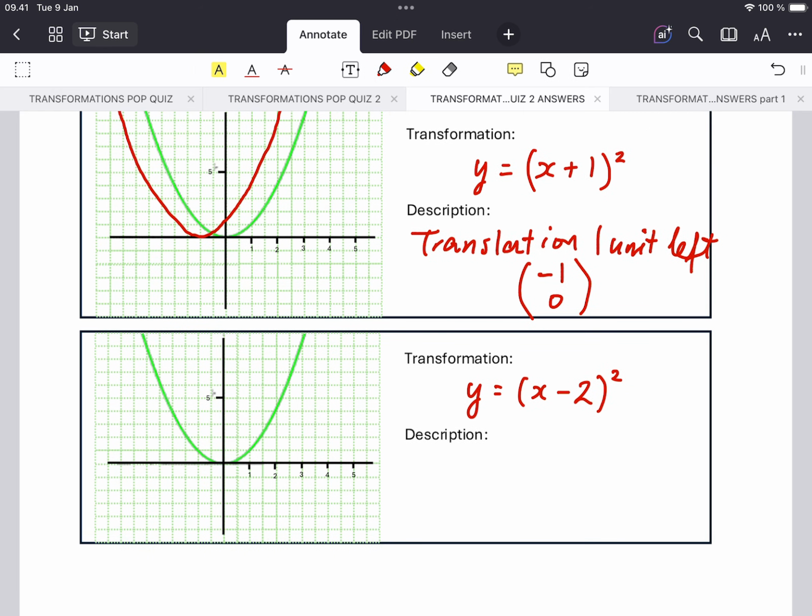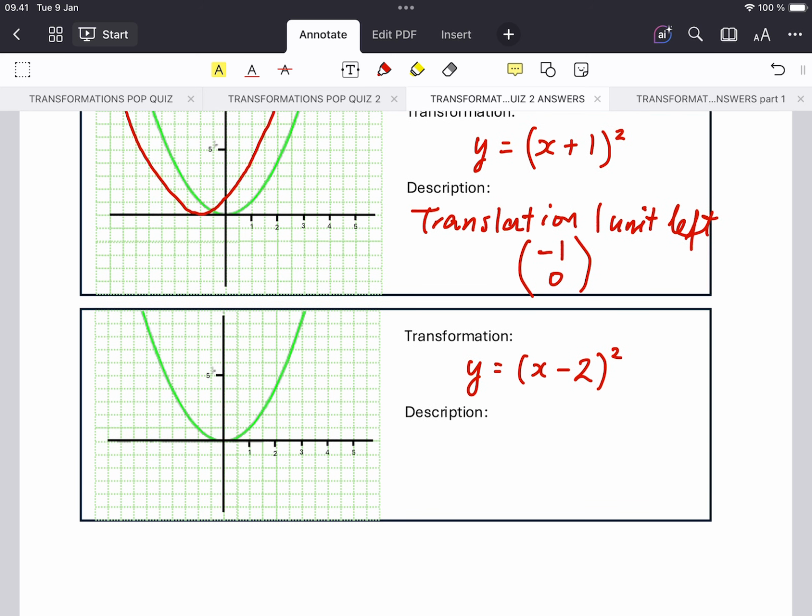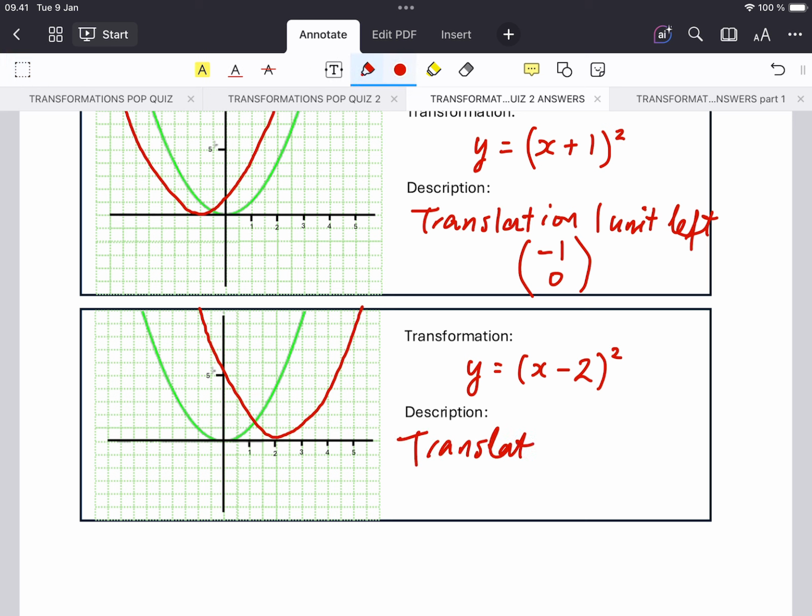Next one is very similar to that. So you're subtracting 2 from the x before you're squaring it. So that's just going to take the original graph and shift it to the right by 2 units. So it's a translation 2 units to the right, i.e. a translation by the vector (2, 0).